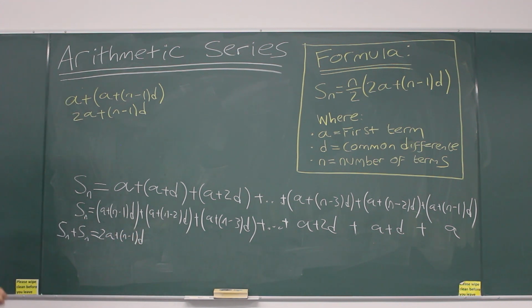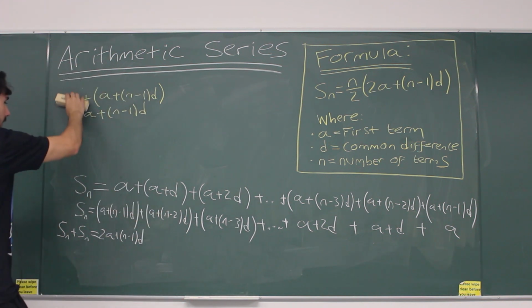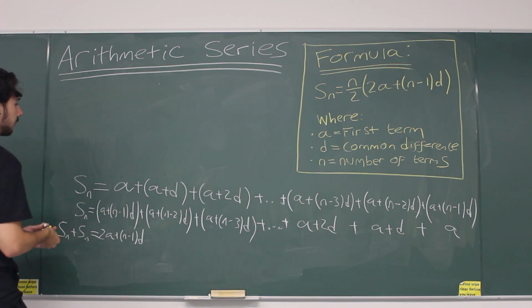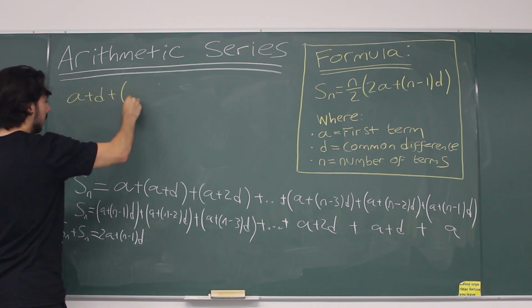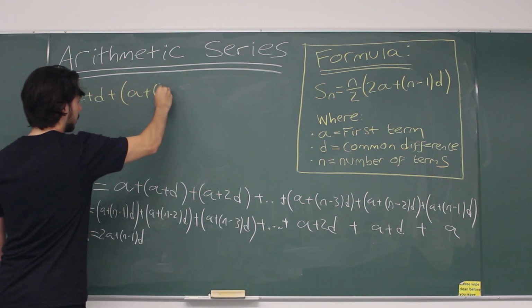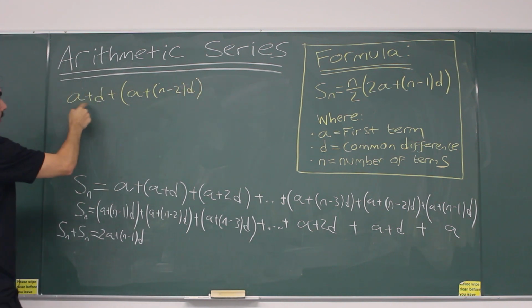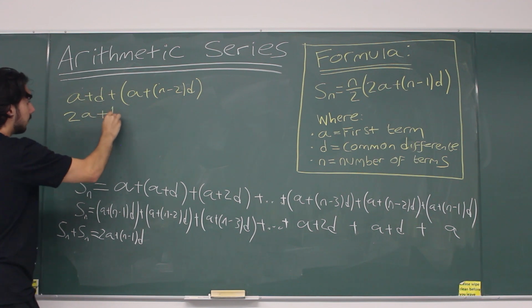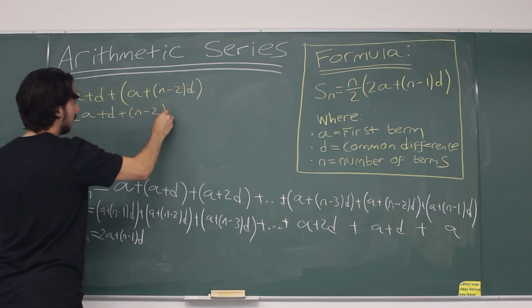Cool. All right, what about the second terms? So we have a plus d and a plus (n minus 2)d. Okay, so a plus d plus a plus (n minus 2)d. Well, what will that be equal to? Let's have a look. So we have a plus d plus a, so I'll say 2a plus d, and then plus (n minus 2) lots of d.